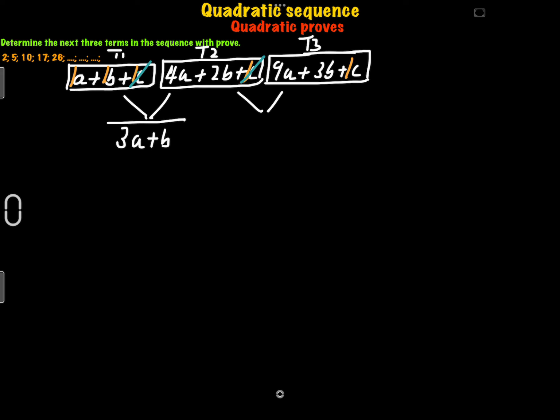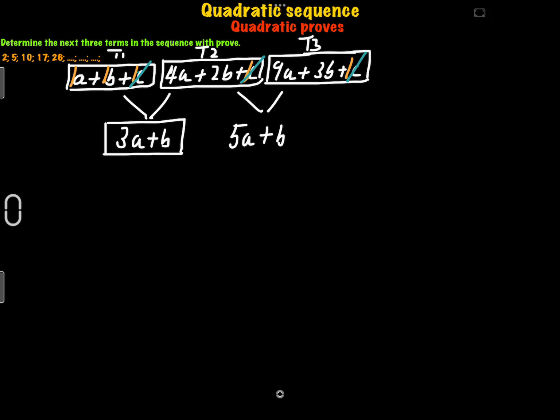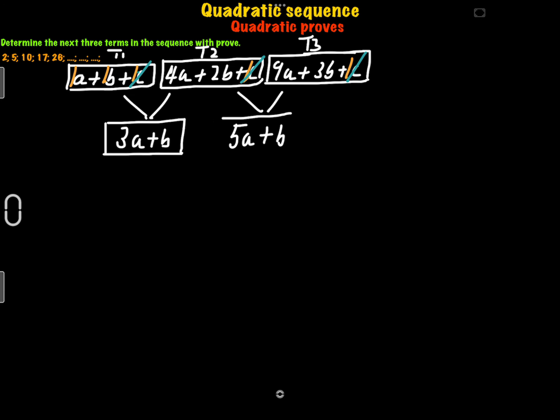So we are done with the set, and we can place that in one group. We look at the second and third terms, term 2 and term 3, and do that as well. 9A subtract 4A gives us 5A. 3B subtract 2B simply gives us 1B. Notice C gets eliminated as well, because 1C subtract 1C leaves 0. That is our first difference.